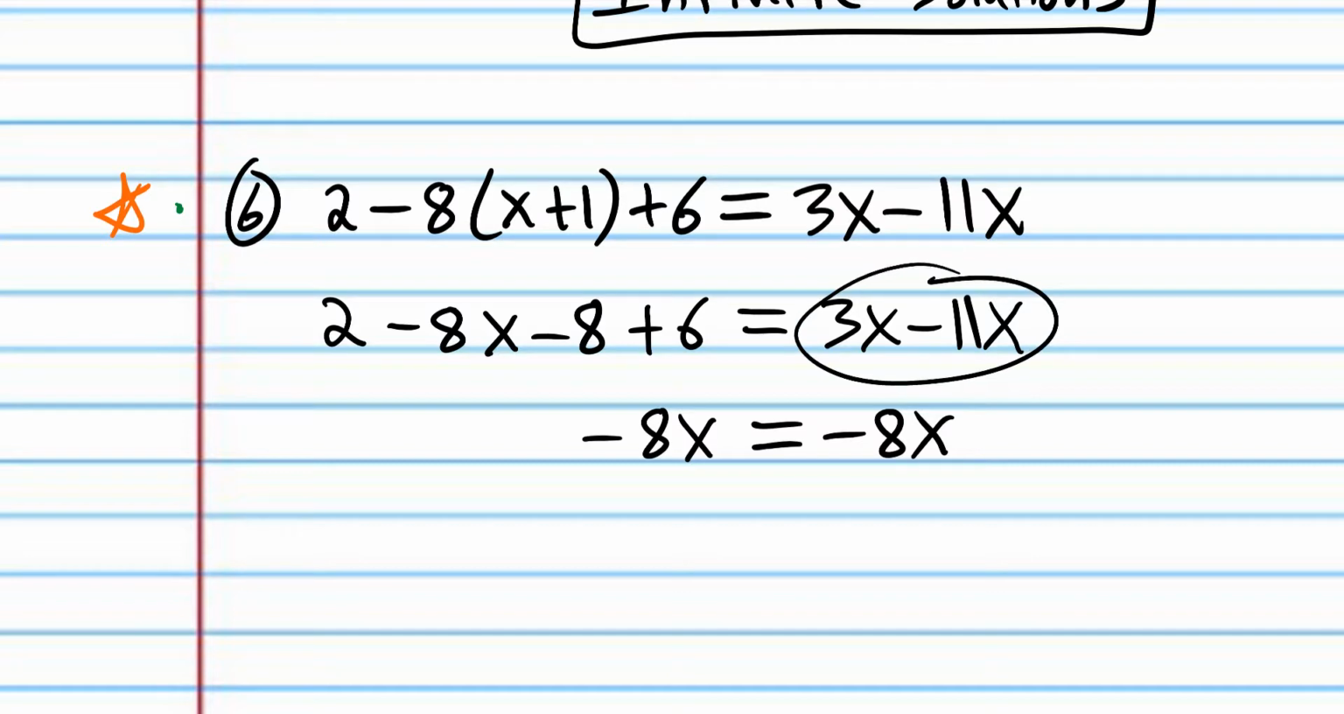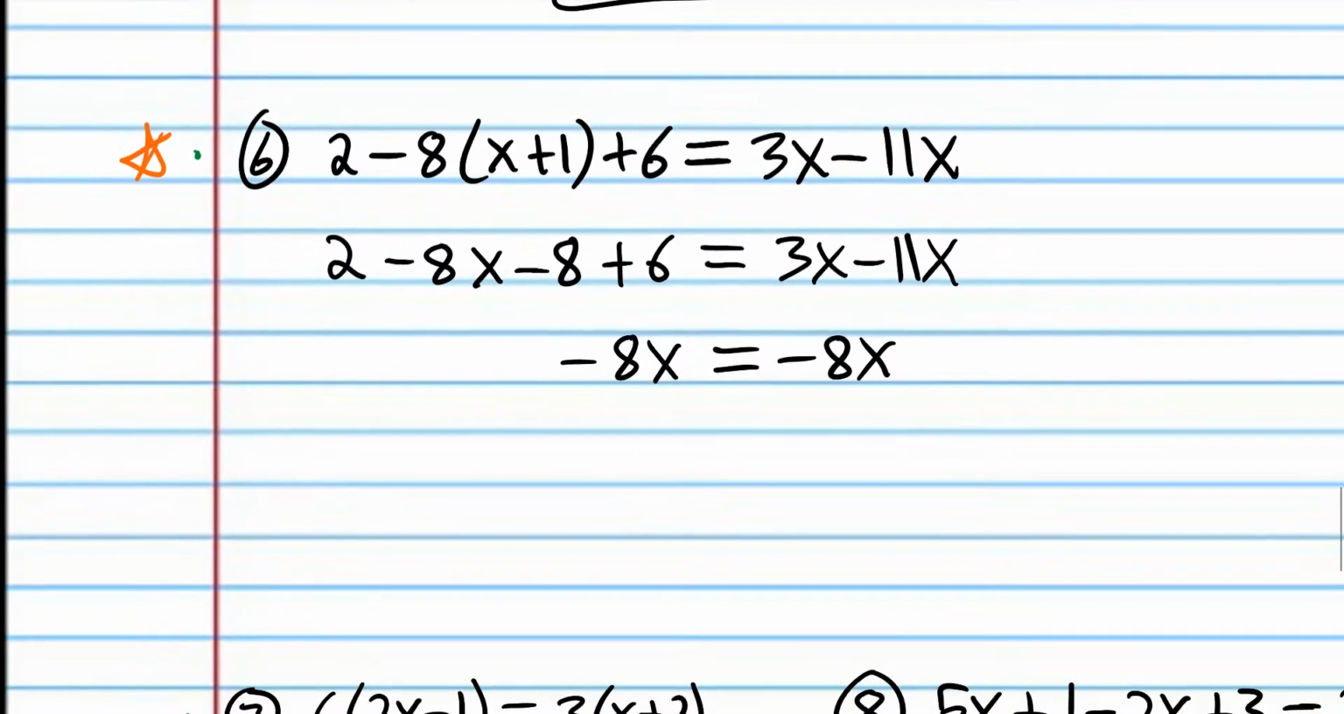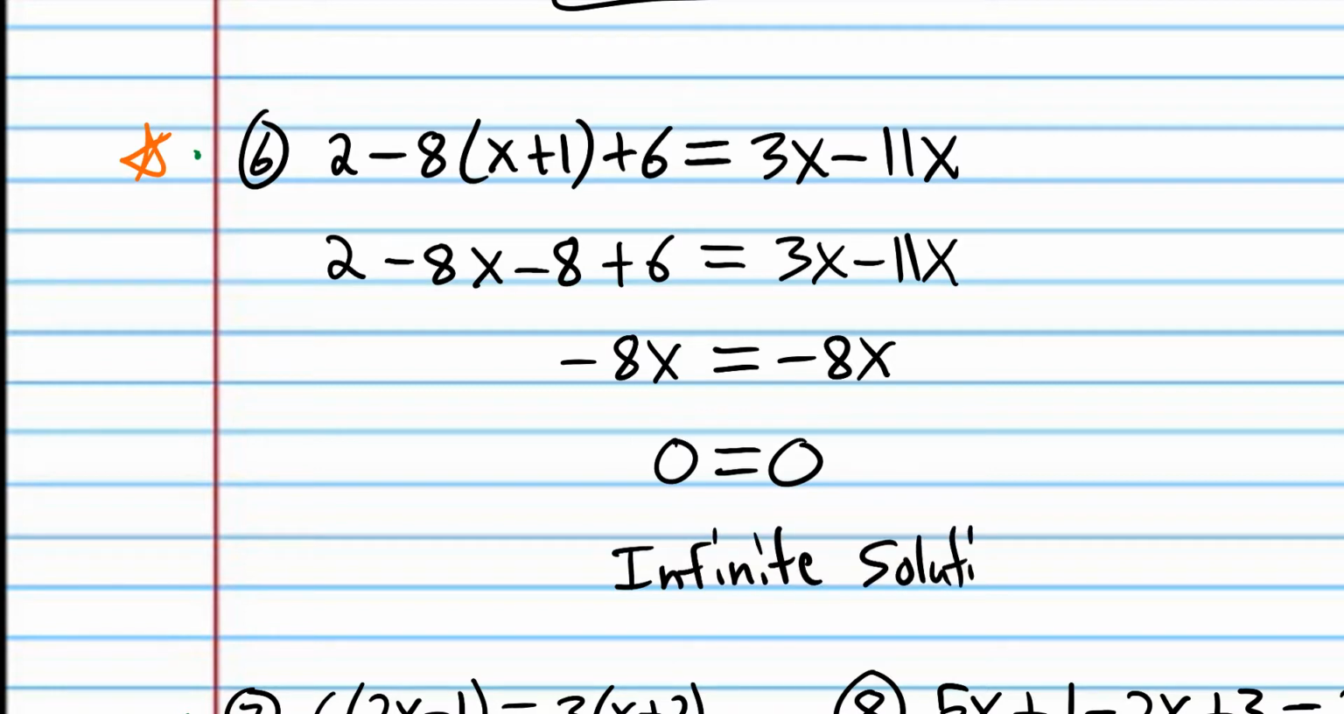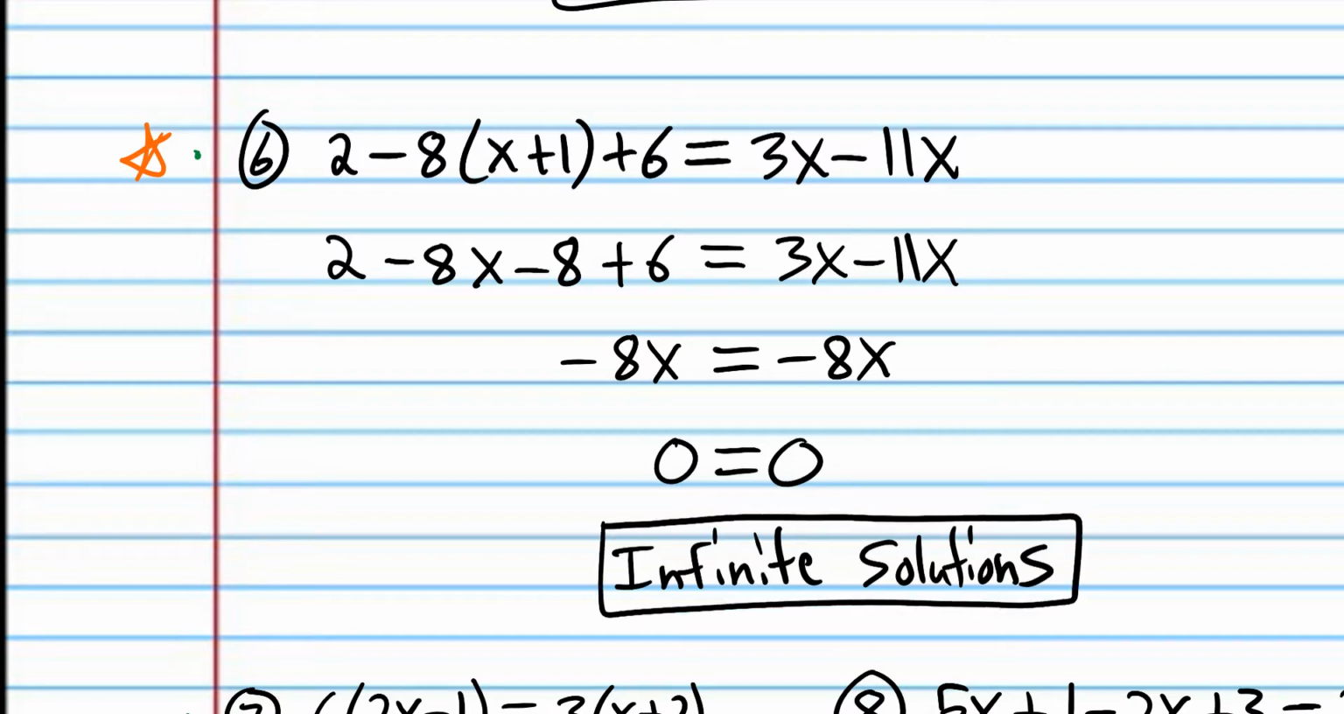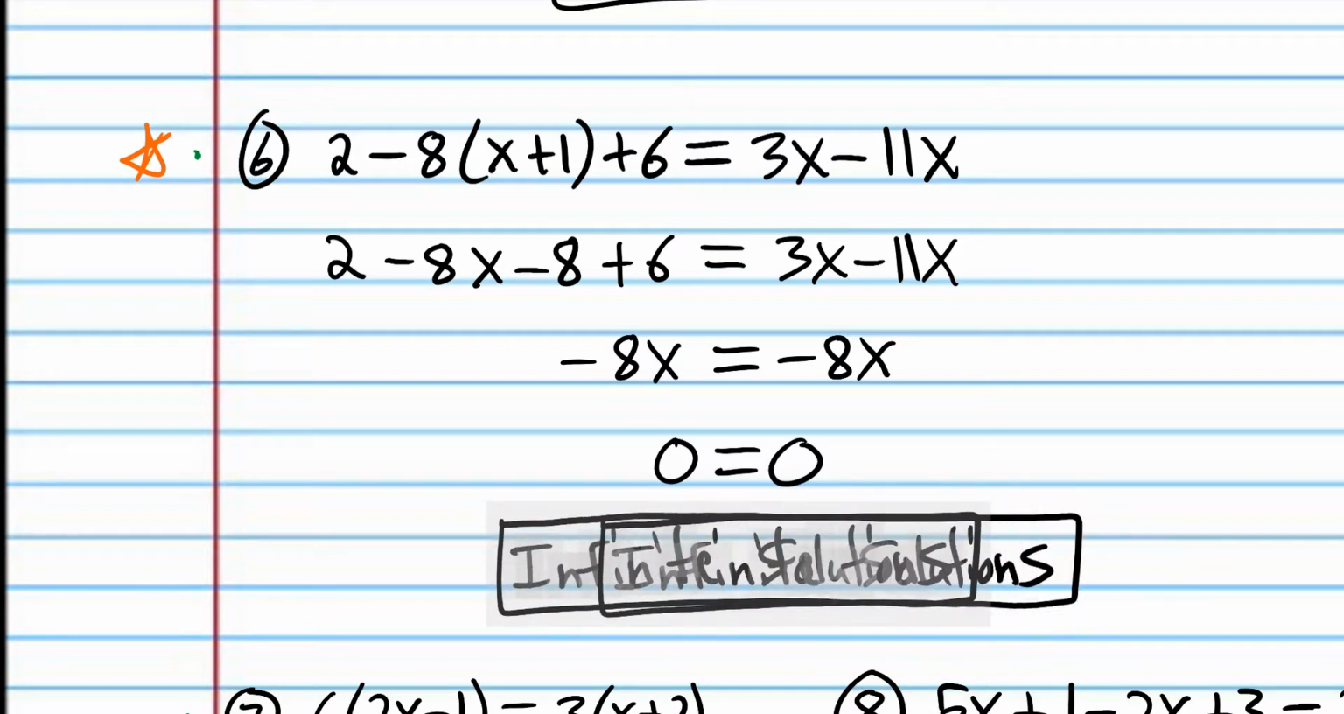3x minus 11x is negative 8x, and then if you try to get all the x's on one side, you add 8x to both sides, and you end up with 0 is equal to 0. But this equation is true. So that means the answer is infinite solutions. Again, the x's canceled out, and the remaining equation is true, which means it doesn't matter what x is, it's always going to make the equation true.